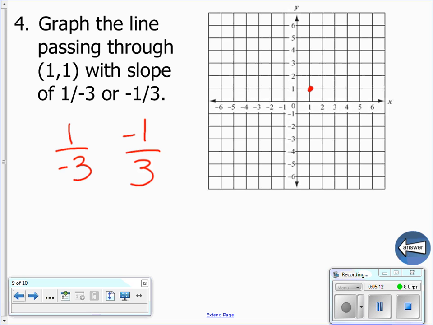and the top number tells us up and down. So positive 1 means I'm going to go up, and negative 3 means I'm going left. 1, 2, 3. Up 1, left 3. Or I could go from this point and use the second one and go down 1, right 3. Either way, I'll get a straight line.